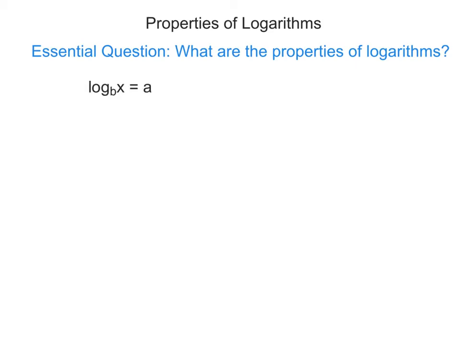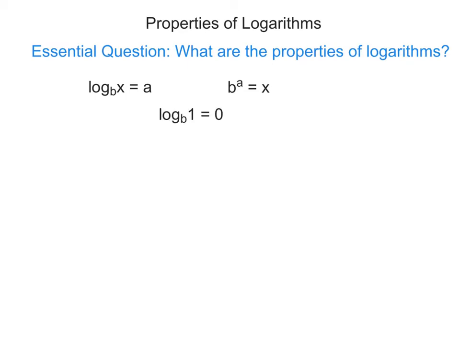The first thing we must remember is that if the log of x to the base b equals a is the logarithmic version, then the corresponding exponential version would be b to the a equals x. As I've said before, these two versions are two different ways of writing the same equation. So it's either log x base b equals a or b to the a equals x. They mean the same thing.